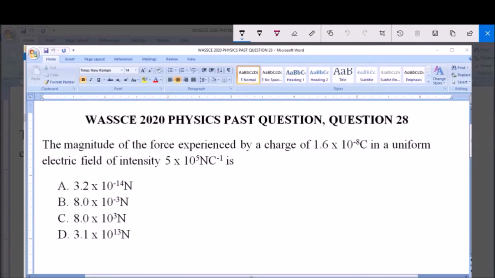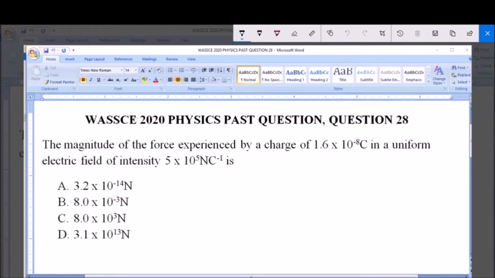I will be answering WAEC 2020 physics past question 28. The magnitude of the force experienced by a charge of 1.6 × 10⁻⁸ coulomb in a uniform electric field of intensity 5 × 10⁵ newton per coulomb is: A, 3.2 × 10⁻¹⁴ newton; B, 8.0 × 10⁻³ newton; C, 8.0 × 10³ newton; and D, 3.1 × 10¹³ newton.